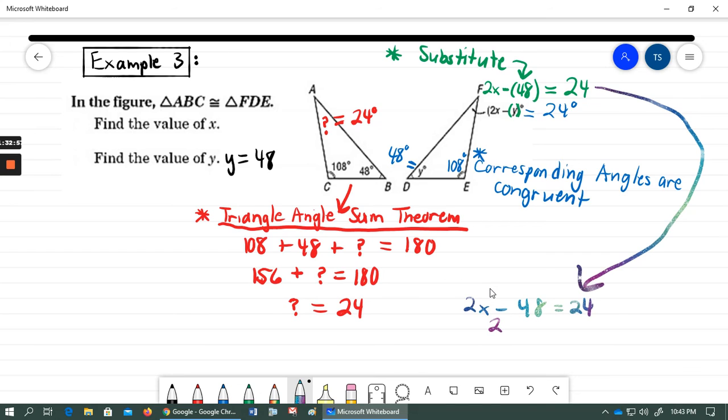If we add 48 to both sides, we end up getting that 2x equals 72. And then if we divide by 2, we get that x equals 36. All right, so now we've got both of these angle measurements. Y equals 48 and x equals 36.